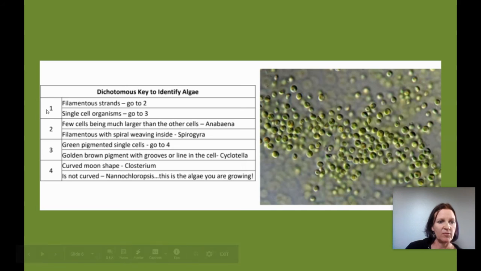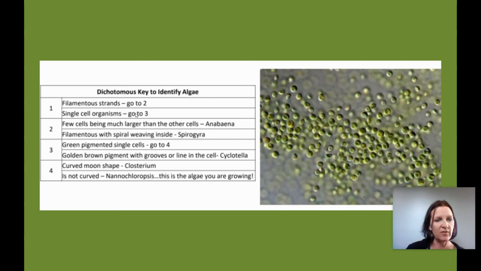Again, I'm always going to start with step one. So I'm looking, is it a filamentous strand or is it single cell? It definitely does not have this pencil or pen shape. So I know it's not choice one, so it's got to be choice two, single-celled organisms. I can see they're single-celled. They kind of look a lot like yeast, which we know are single-celled. However, these guys have a green color, unlike the yeast.